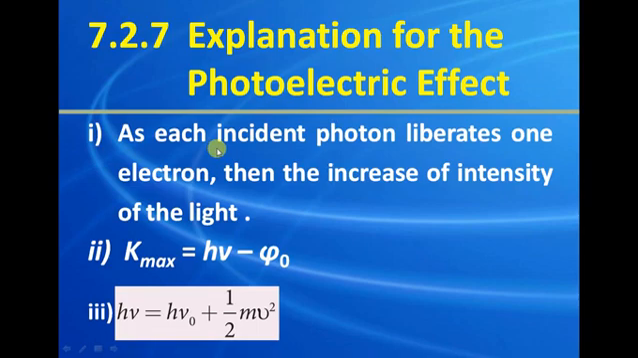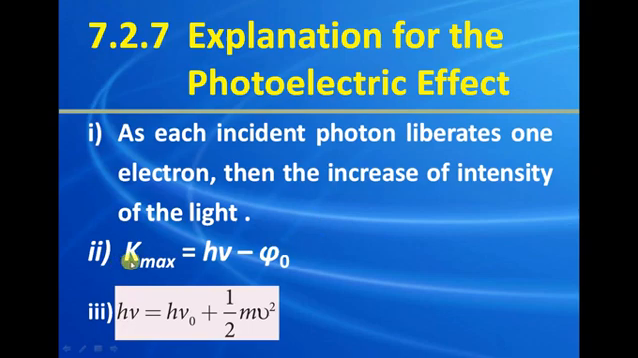First, each incident photon liberates an electron from the metal surface. If we increase the intensity of light, it also increases the number of electrons emitted from the metal surface. It also increases the photoelectric current.